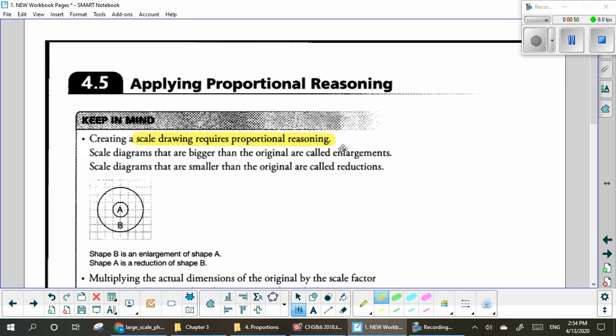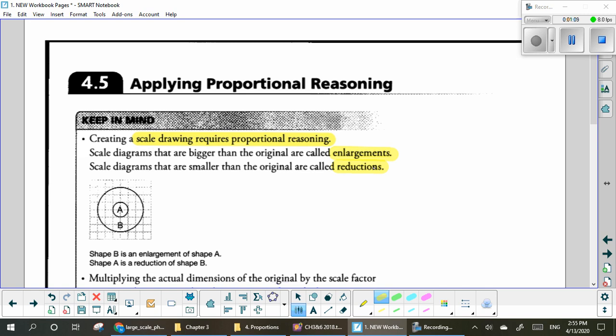So if we're representing something that's bigger than the original, it would be an enlargement. If it's smaller than the original, then it would be a reduction. So that's pretty much what we're looking at in terms of scale.